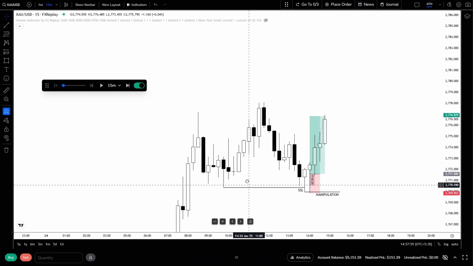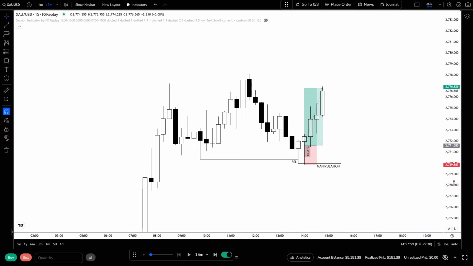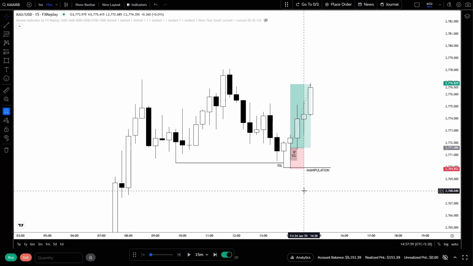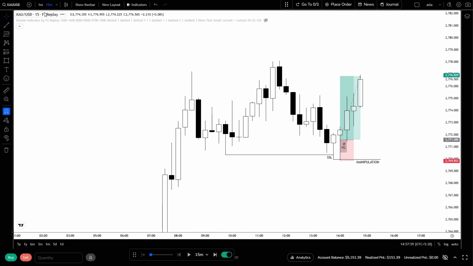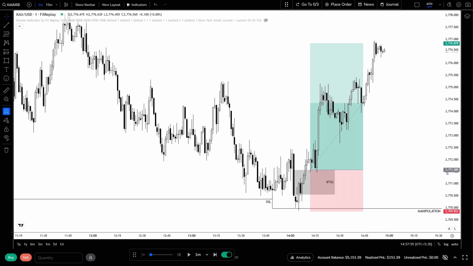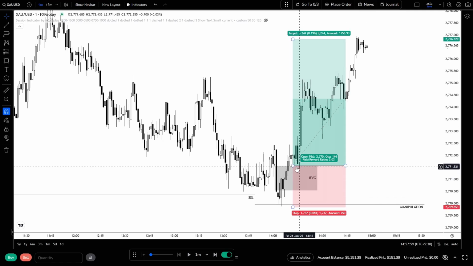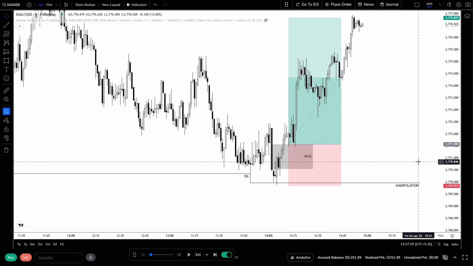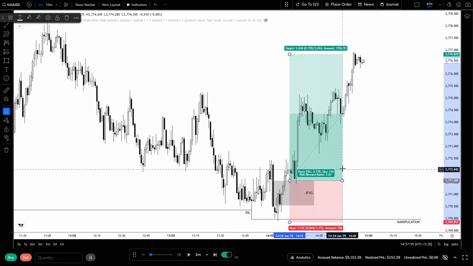Now let me show you the next example. Here we have another clean sell side liquidity sweep, and right after that we get the manipulation candle. Once that's confirmed, we look for a 1-minute inverse fair value gap, which you can see right here. And just like before, we take our entry at the inverse, place the stop loss below the low, and target the same structure for the trade.